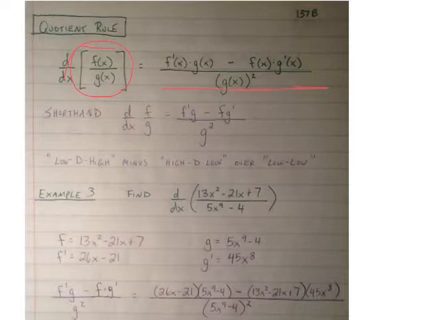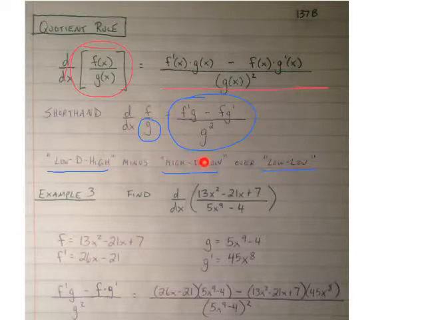And in this instance, the order that it occurs in is much more important. We've got g in the denominator. I know some students use the expression low d high minus high d low over low low. So what that means is you multiply the low times the derivative of the high, then you subtract the high times the derivative of the low, and then you put it all over the low squared.